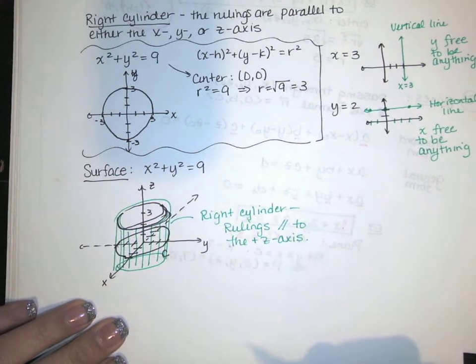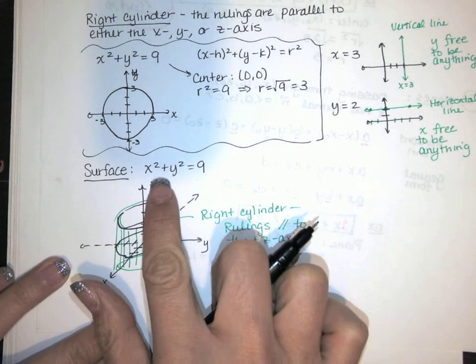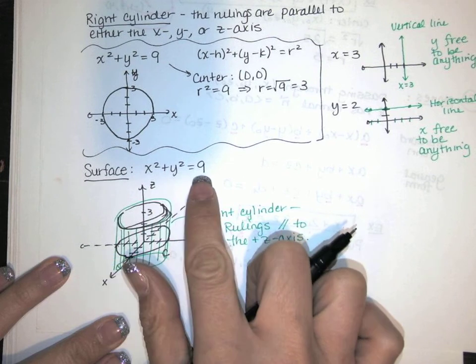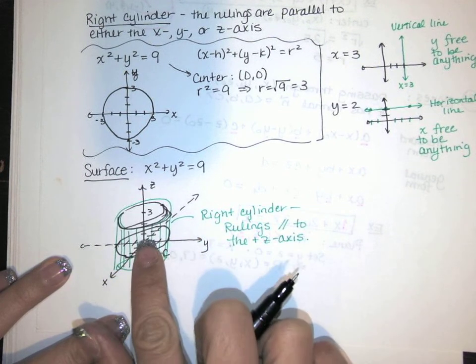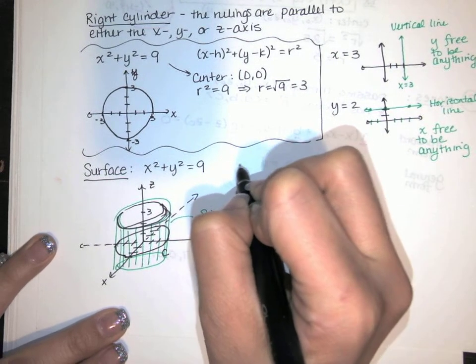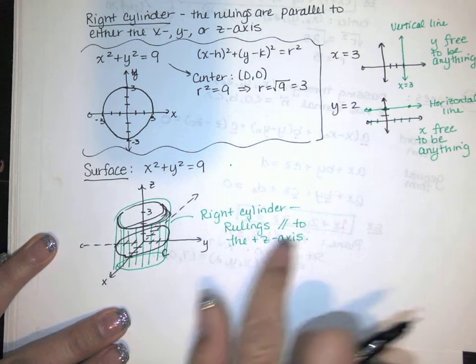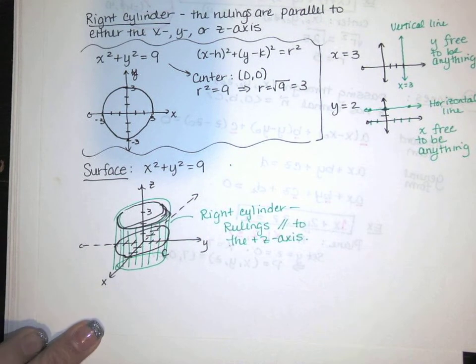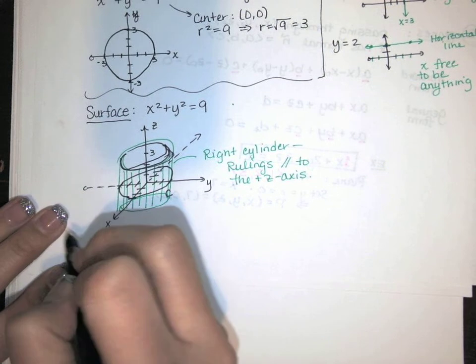And that's exactly what we want. Whenever you have the z variable missing, the rulings are going to be parallel to that axis. It's going to be parallel to the z-axis. Yeah, I've already written that down here. Similarly, here's another surface.